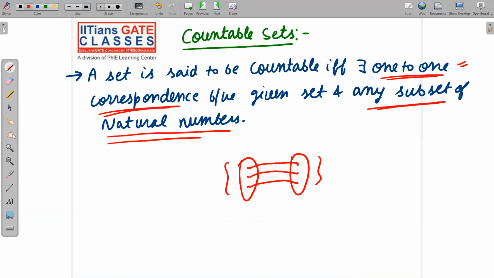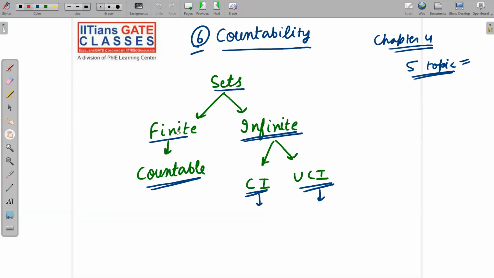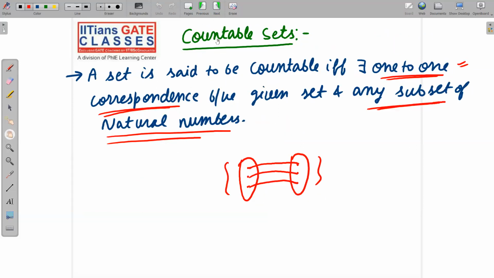Okay, so now let me tell you why I have said that every finite set is countable. You take any finite set, and I will take a finite subset of natural numbers of the same cardinality, and I will try to establish one-to-one correspondence between them, and hence every finite set will be countable according to the definition.